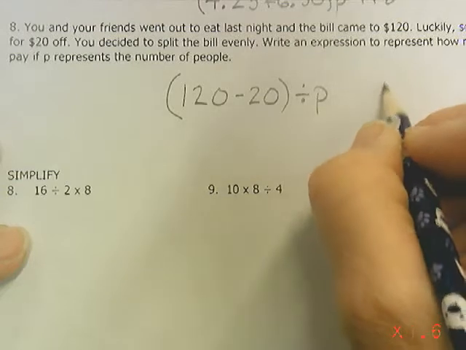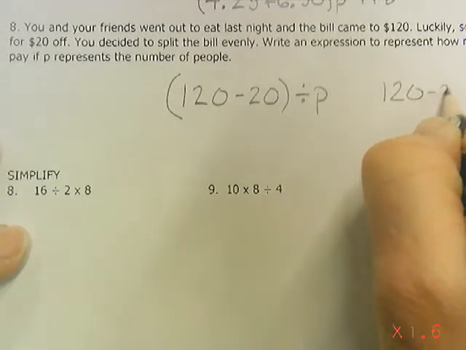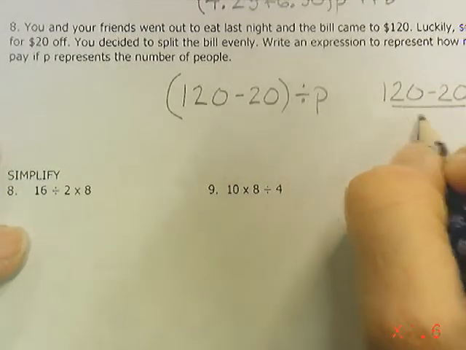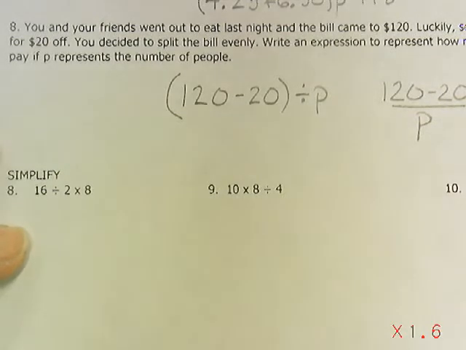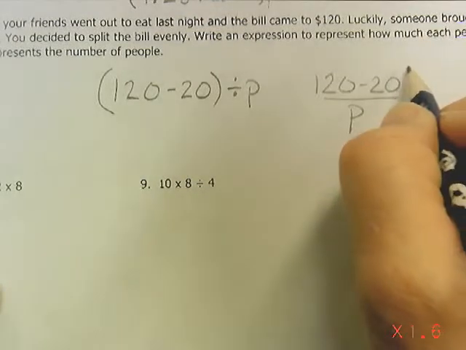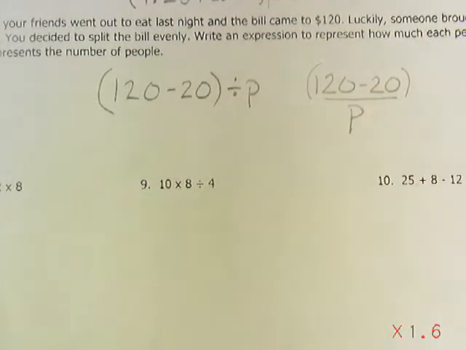You could have also written this in fraction form. 120 minus 20 in the numerator over P. And in the numerator, you could put this in parentheses or keep the parentheses off because the fraction bar implies we have to do this subtraction first before I can divide by P.